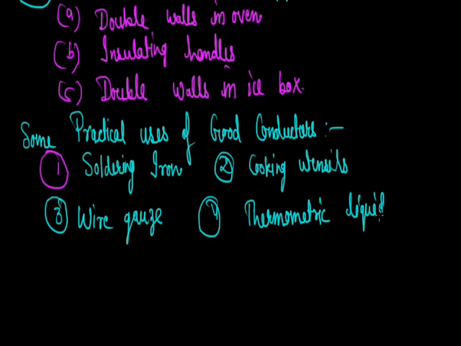Okay, so these were some examples of good conductors and poor conductors. Now in the next class we will discuss heat conduction through liquids and gases. And as we know, conduction takes place generally in solids. And two other modes of heat transfer: convection and radiation, their examples and applications. Okay, so thanks, students.